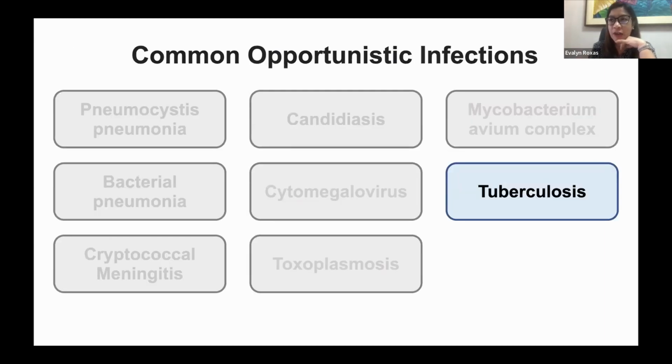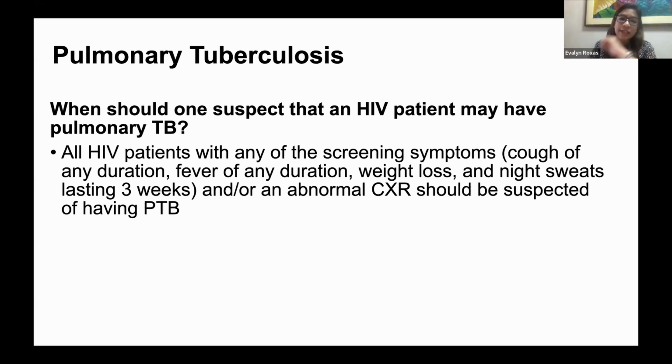Okay, so lastly, I will not be dealing much with this since this was thoroughly discussed by Dr. Janice already, but just to mention, tuberculosis is of course an opportunistic infection among HIV patients, pulmonary tuberculosis. All HIV patients with any of the screening symptoms, cough, fever, weight loss, and night sweats, and an abnormal chest X-ray should be suspected of having PTB. So all HIV patients, you have to rule out PTB.